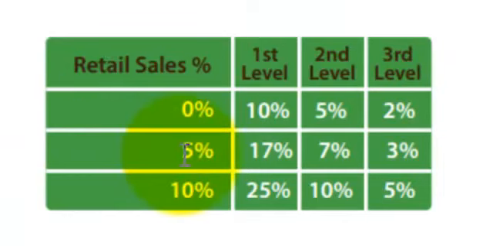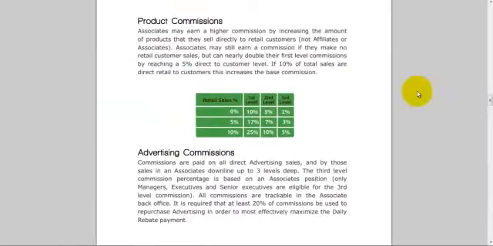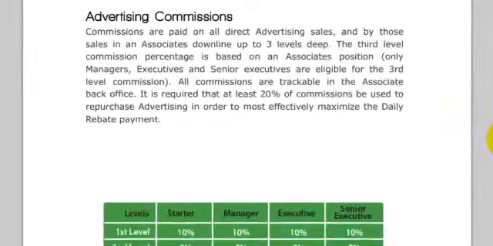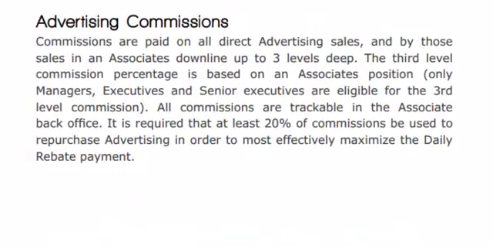If you have just a 5% direct sales rate to consumers, you increase your commission to 17%, 7%, and 3%. And as you can see, when you increase that to 10%, you receive 25% on the first level, 10% on the second level, and 5% on the third level. So just by increasing your product sales directly to the consumer on retail sales to 10% of your product sales volume, you increase your commission on your first level by 150%, on your second level by 100%, and on your third level by 150%.